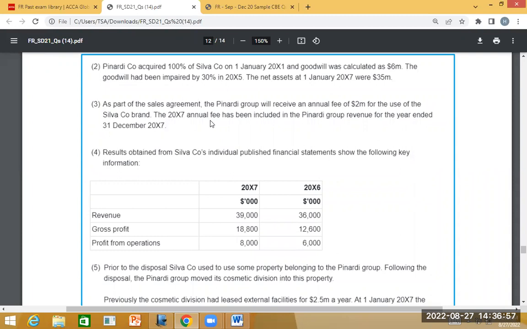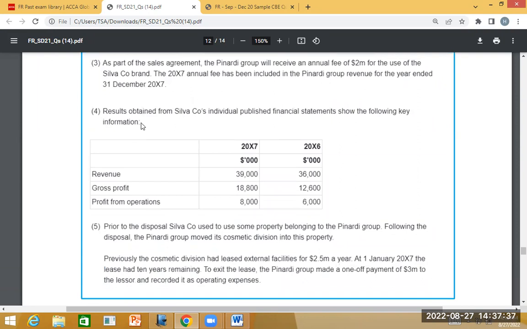As a part of the sale agreement, Pinardi Group will receive an annual fee of 2 million for the use of the Silva company's brand. The 2007 annual fees have been included in the Pinardi Group's revenue for the year ended 31st December 2007. So the Pinardi Group will receive an annual fee of 2 million for the use of Silva's brand.